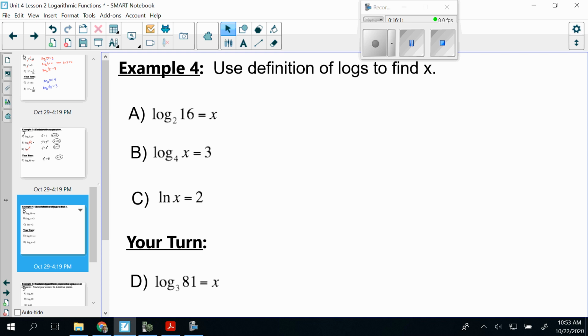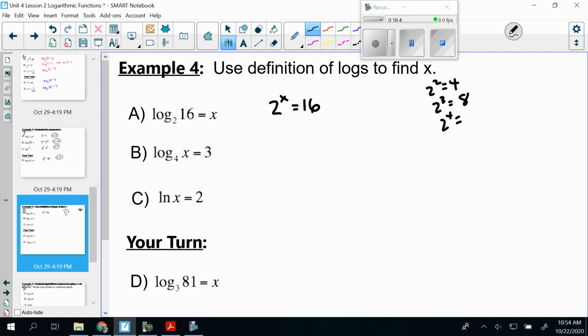This one wants us to use the definition of logs to again find the missing thing. On A, if we change this to exponential form, it'd be 2 to the x equals 16. So 2 to what power would equal 16? 2 squared is 4. 2 to the 3rd power, 2 times 2 times 2, would be 8. 2 to the 4th power, 8 times another 2, would be 16. So it looks like the answer here is 4.